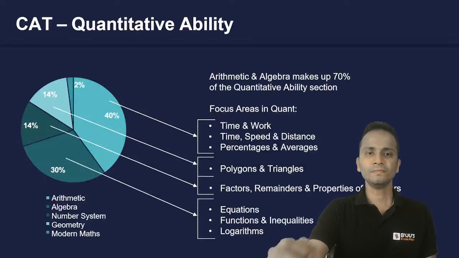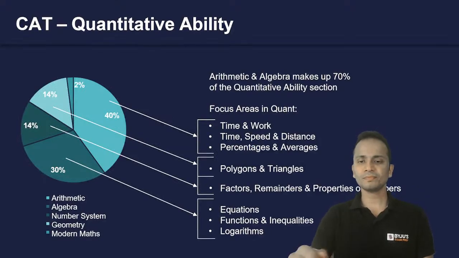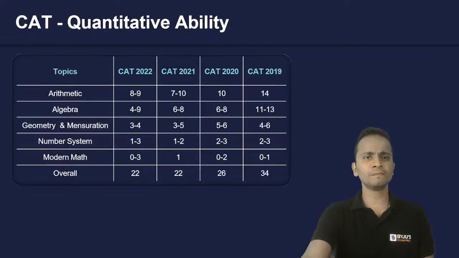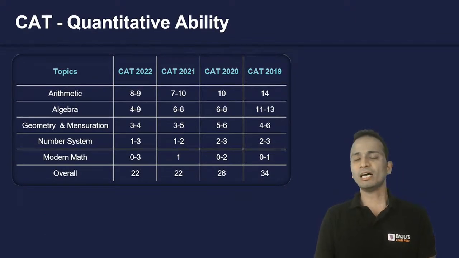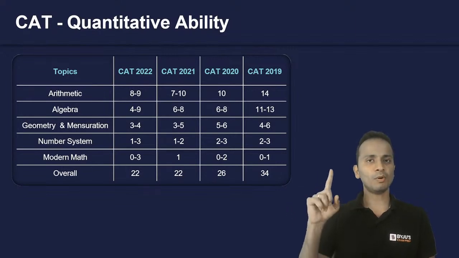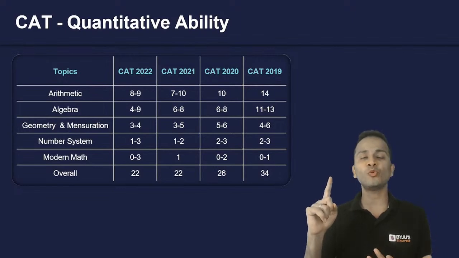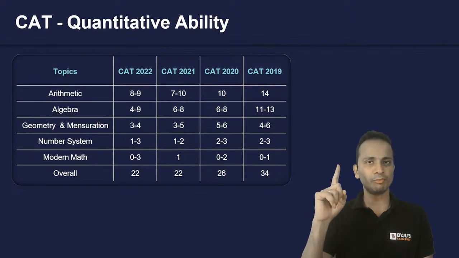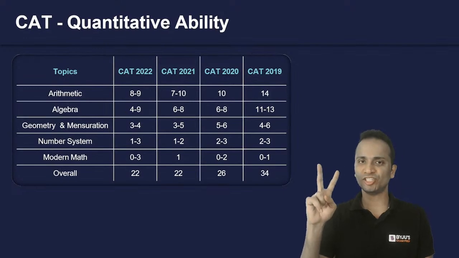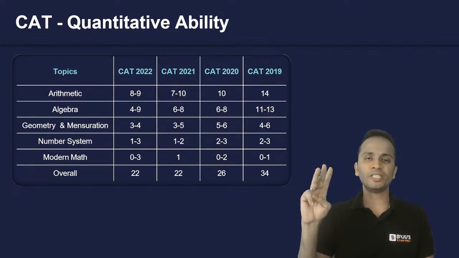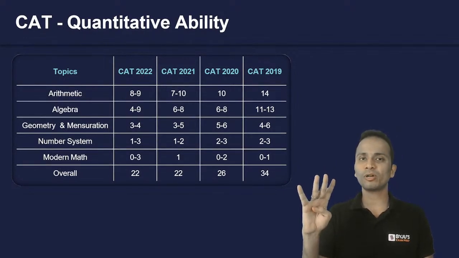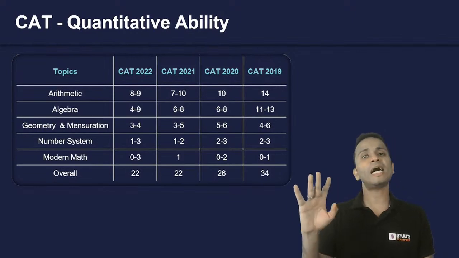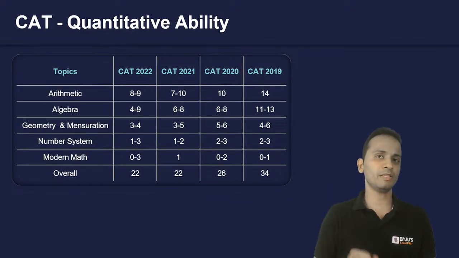Now talking about QA, leaving this behind, let's talk about some of the most important areas. The entire QA section is divided into 5 areas. I'll tell you in the sequence of their importance. Number one, arithmetic. Number two, algebra. Number three, geometry and mensuration. Number four, number systems. And number five, modern mathematics.